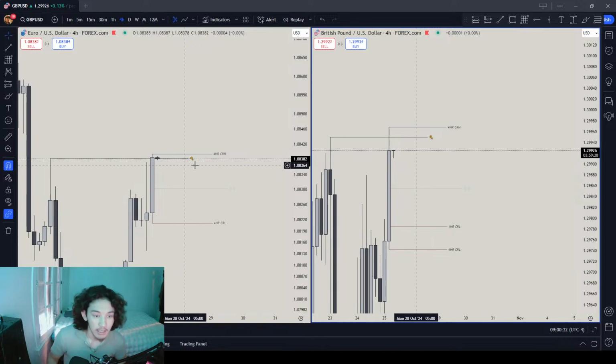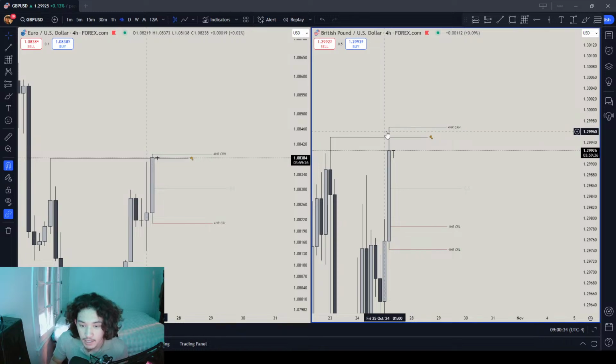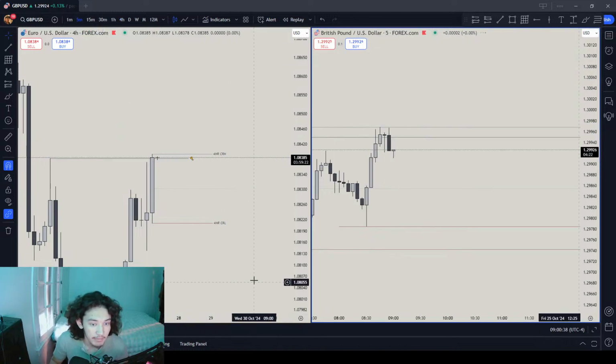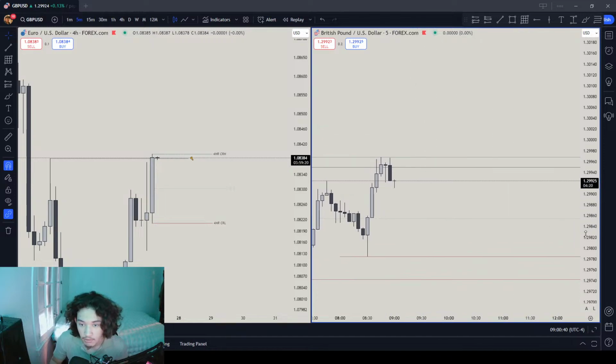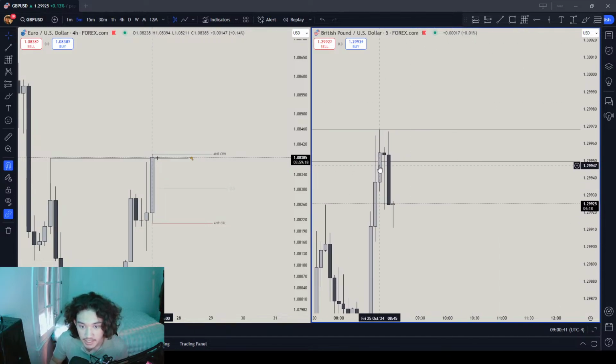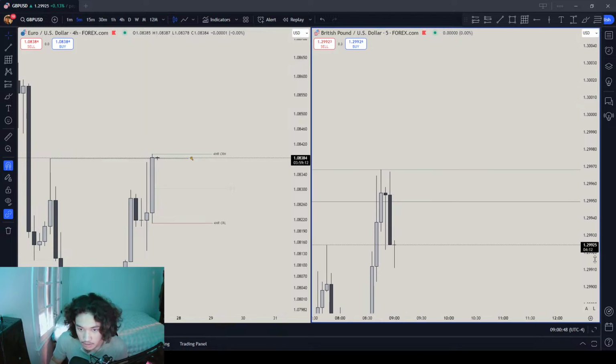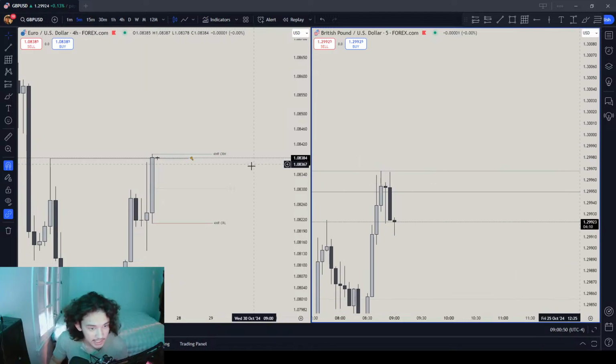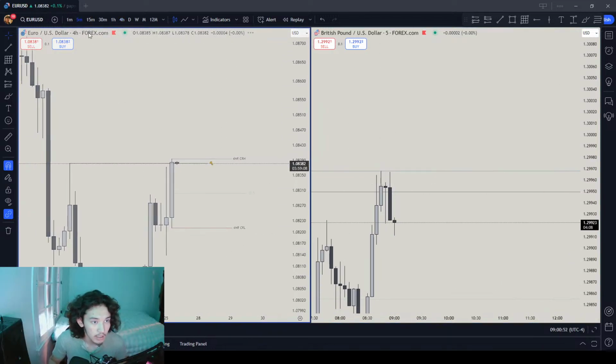Okay, let's see. So this is the actual 4-hour high. Now we're going to scale down to the 5-minute time frame. On the 5-minute time frame, this is the actual high right over here. Bullish, bearish. Okay, so I want to guess that we're looking for the Model 1.